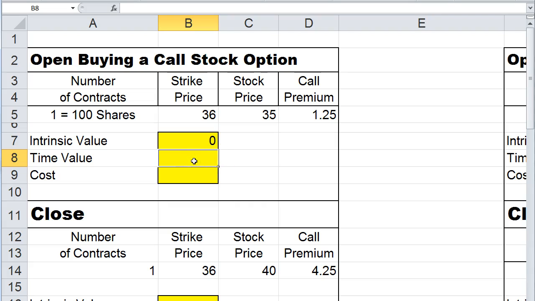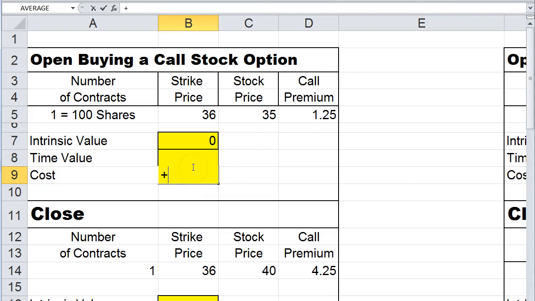So time value is going to be, we're going to take the call premium times 100 minus the intrinsic value, which is B7. So 125. So the time value is any value the premium has above the intrinsic value. So the intrinsic value is 0, so the call premium is all time value. So together, intrinsic value plus time value equals the call premium.